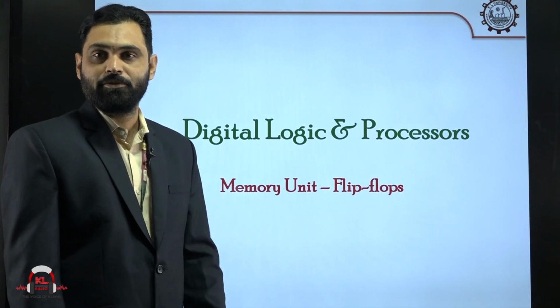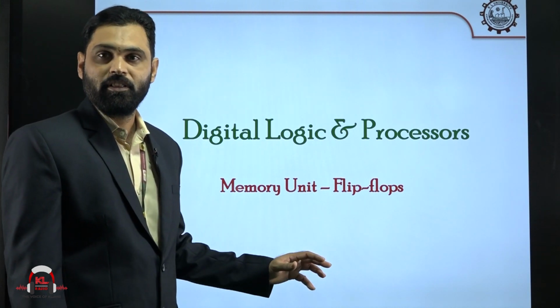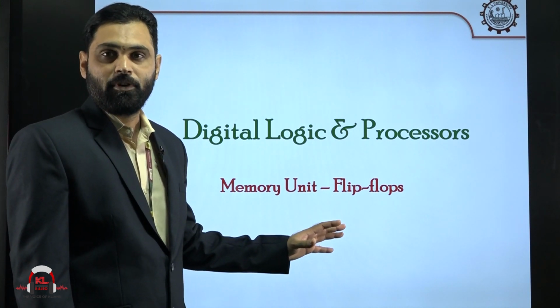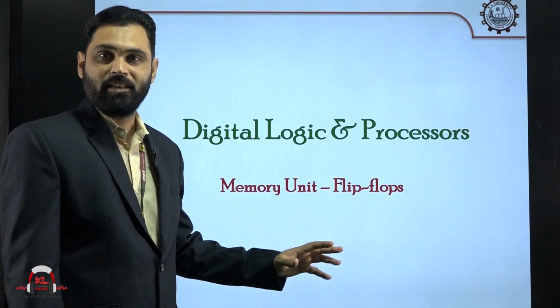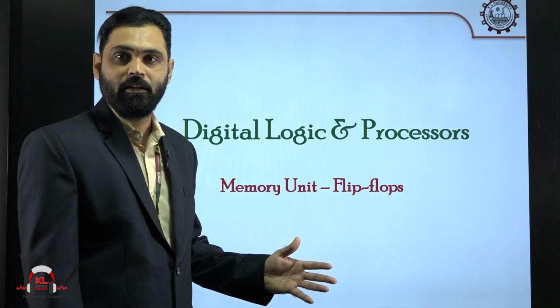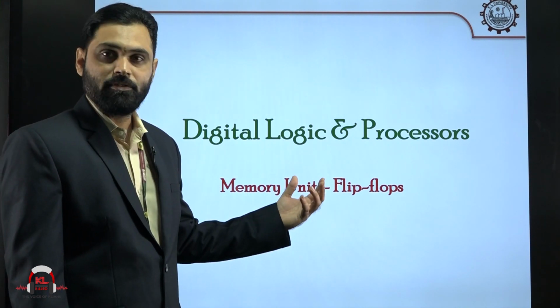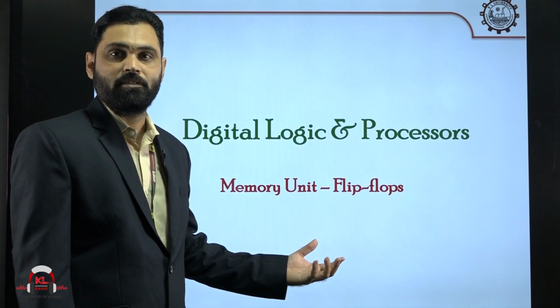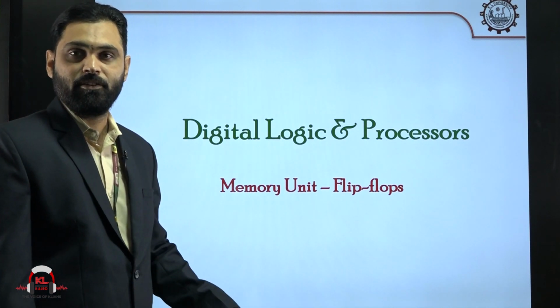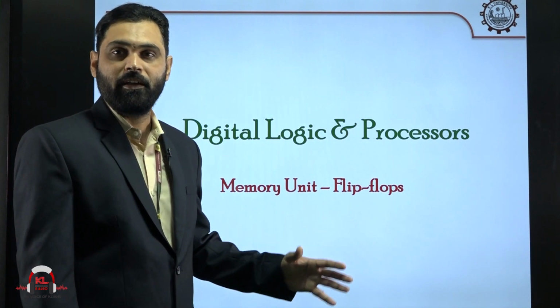The difference between these two is that combinational logic circuits are constructed based on the digital gates that you have studied. You have 7 gates: AND gate, OR gate, NOT gate, XOR gate, XNOR gate, NAND gate, NOR gate. Using those gates, if you construct any circuit, those circuits come under combinational logic circuits. Combinational logic circuits are constructed purely with digital gates.